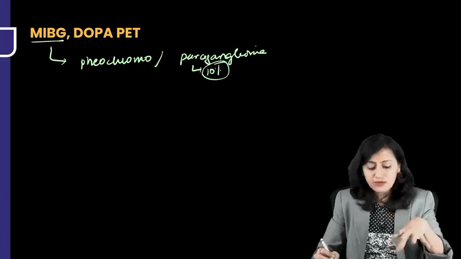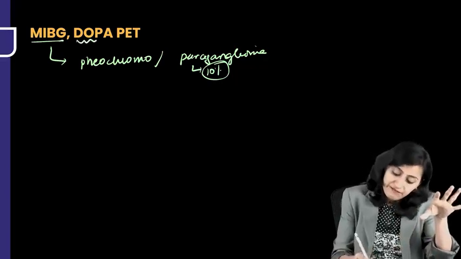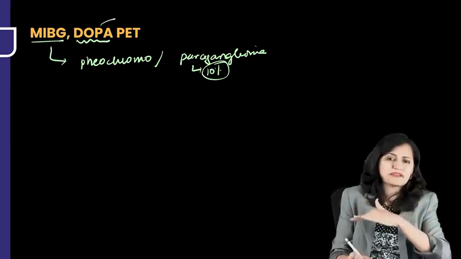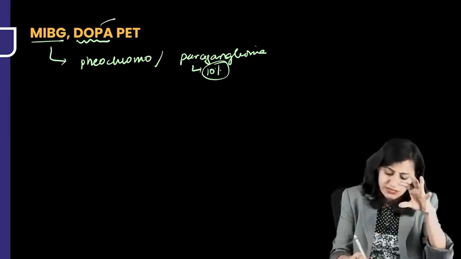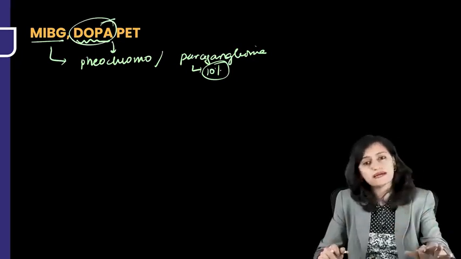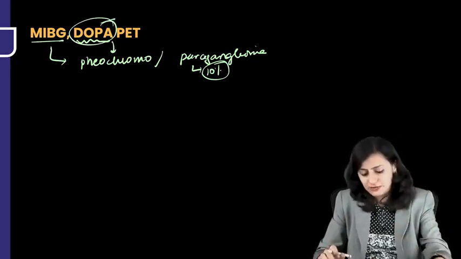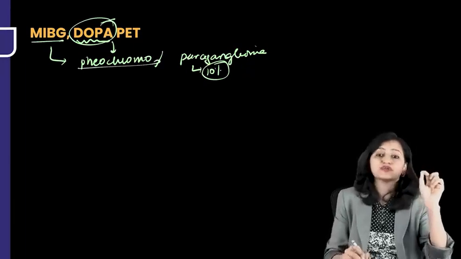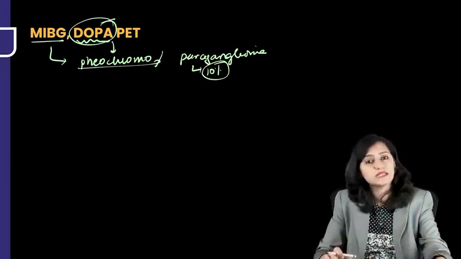Which PET scan can we use for pheochromocytoma? We have the DOPA PET. Remember DOPA, dopamine gives norepinephrine, epinephrine, that's pheochromocytoma. So remember that DOPA PET is for pheochromocytoma. Correlate this with MRI. We have seen that pheochromocytoma shows light bulb sign on T2 weighted MRI.